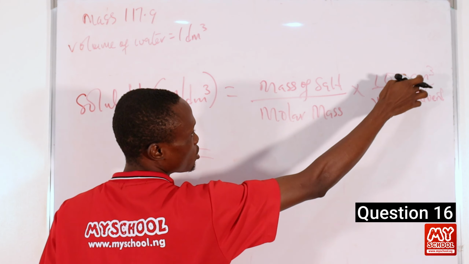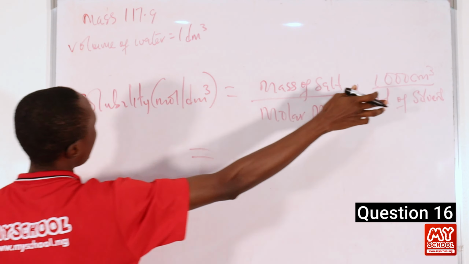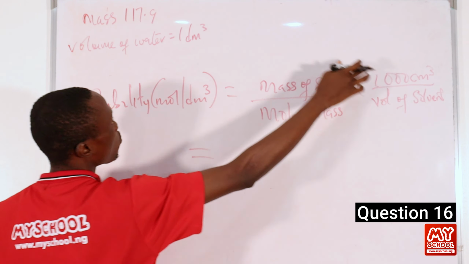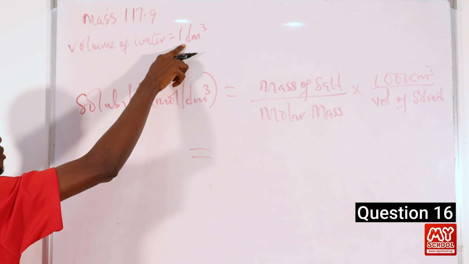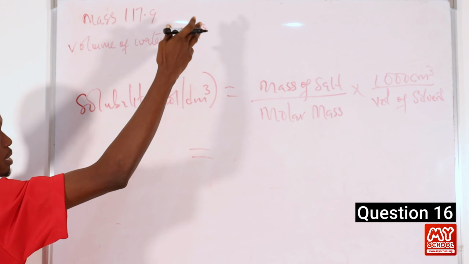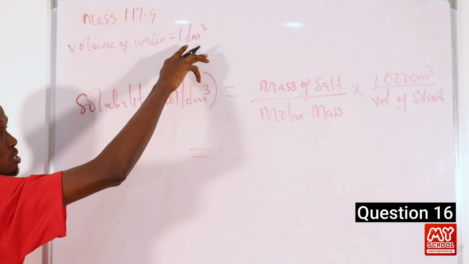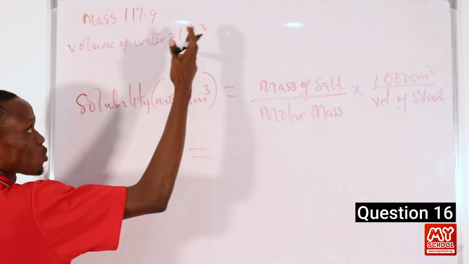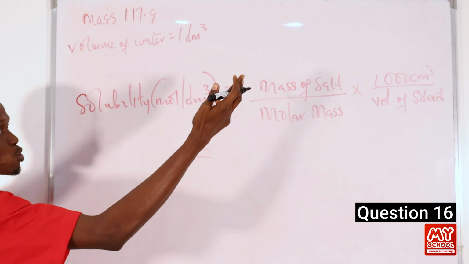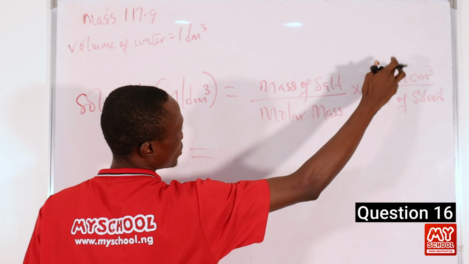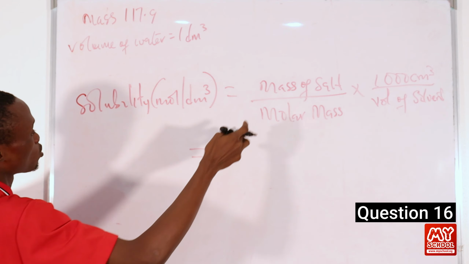The reason why we normally use this 1000 centimeter cube is because we are trying to convert our volume of water or of solvent that is given to us in centimeter cube. But in this question we are given this volume in dm cube, so we don't actually need this 1000 centimeter cube. So we just substitute our value.